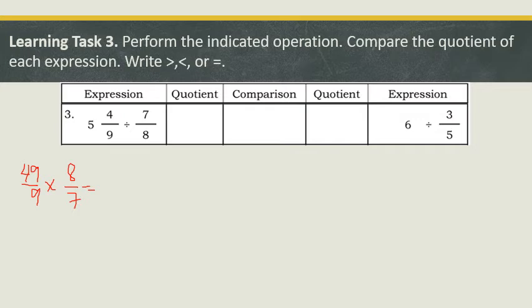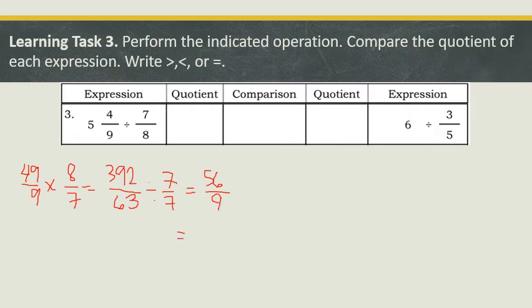49 times 8 is 392. And 9 times 7 is 63. So, ngayon, pwede siyang i-divide sa 7. So, 392 divided by 7 is 56. 63 divided by 7 is 9.